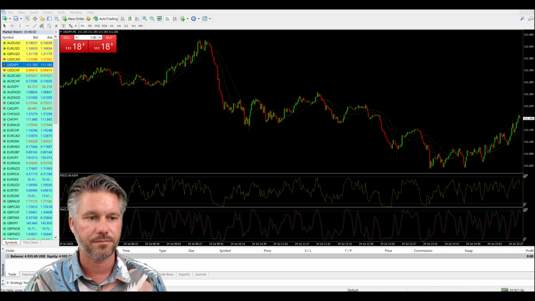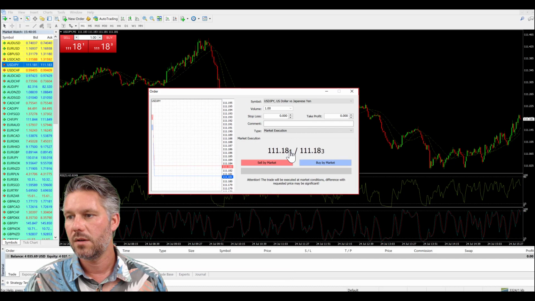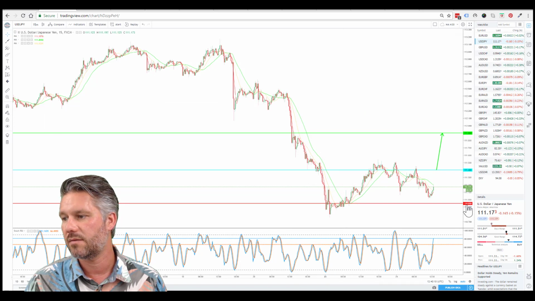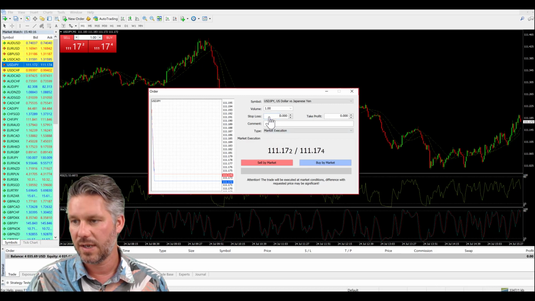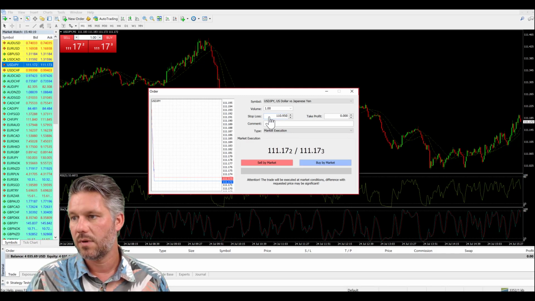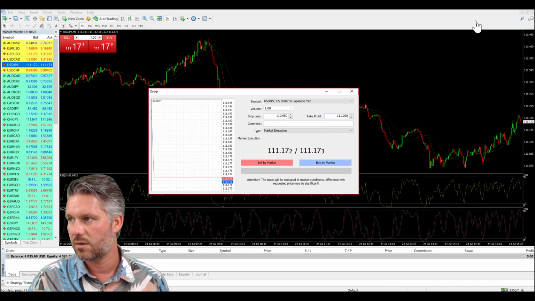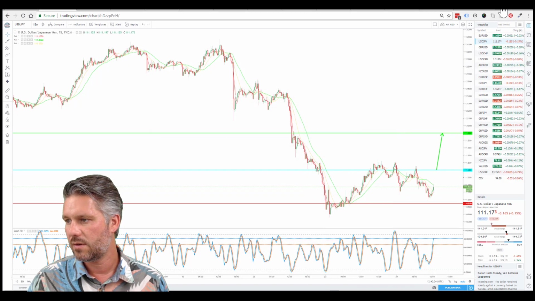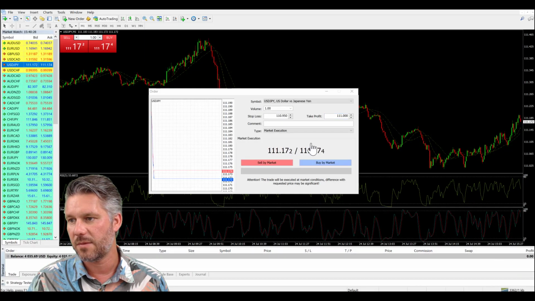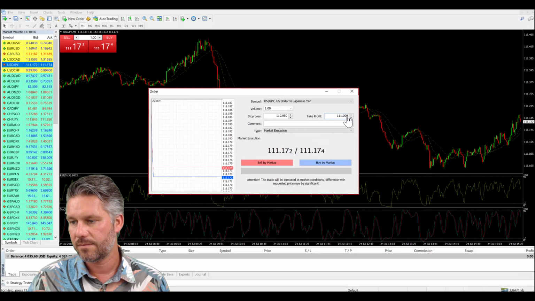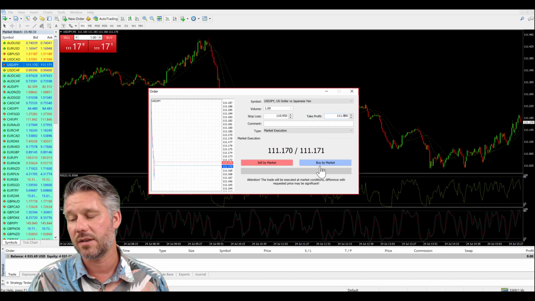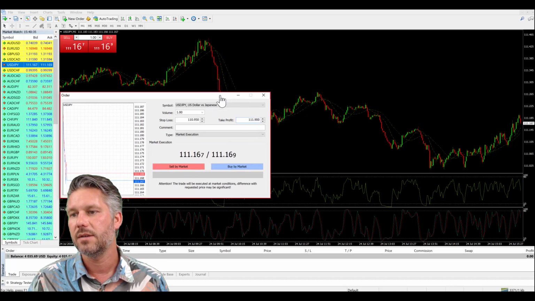So, new order, and I'd literally replicate what it says there. Let's just have a look. So put these in here, 110950 and so on, and then the take profit level. I think it was at 111, let's just have a look, 111900. So there's a fair amount of movement on that, and then just buy by market. Make sure you click the right way.